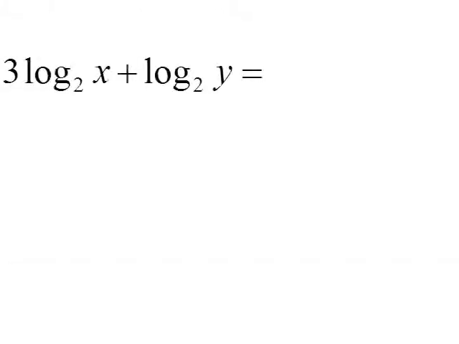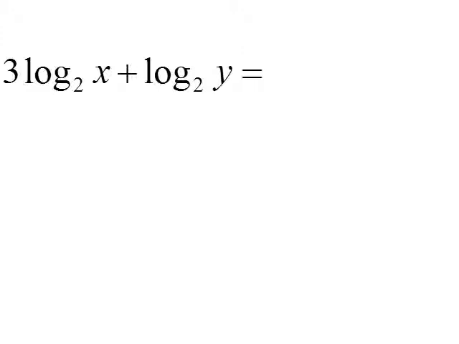Here's an example of the kind of problem we're going to use these properties for. The goal here is to condense these separate logs into a single log without any multipliers in front of it. When we're doing this process, we always start with the power property, and then we use the product and quotient properties, because just like the order of operations, exponents come before multiplication and division.